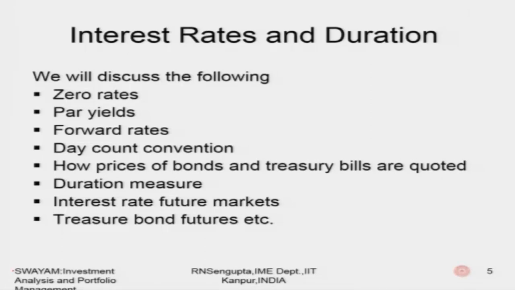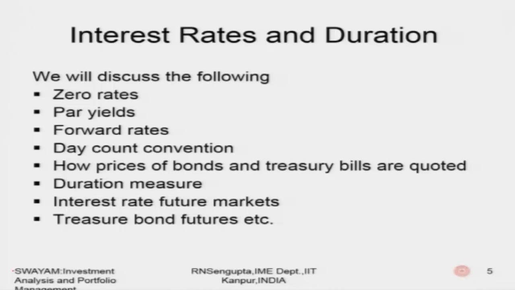We will discuss the following: what are the zero rates, what are the par yields, how we calculate the par yields, and the forward rates. Even though the word forward rates was there in the last slide also, in the forward rates it will depend on the duration also. We will consider what we know as day count conventions, and how prices of the bonds and treasury bills are quoted and how they are calculated. Main thrust area would be on the calculation and simple mathematics.